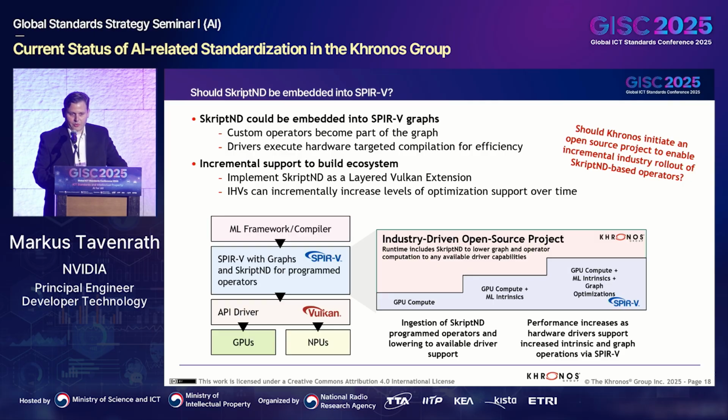And the final question we have to the industry is, if you think SkriptND is a great thing, should we embed SkriptND or the concept of SkriptND into SPIR-V graphs, so that you have a single unified way to pass compute and the graphs to your hardware? And for adoption, should we try to drive an industry-driven open source project where the SkriptND compiler would first compile to compute, but would also be able to have support for machine learning intrinsics, the graph, and in the final version, have a full SPIR-V support with SkriptND in the driver? Should Khronos initiate such an open source project to enable incremental industry rollout of SkriptND-based operators?